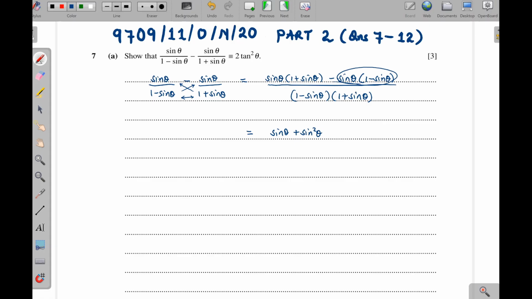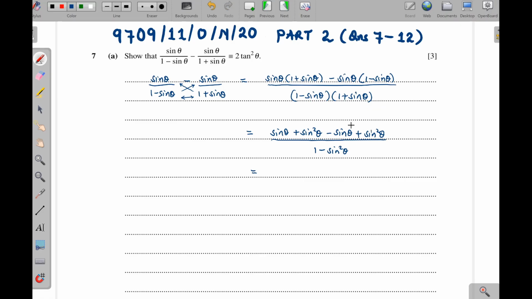And then when we open here, we shall have minus sine of theta, and then a negative times a negative, you get a positive. So we shall have plus sine squared of theta. Then we shall divide by, this is a difference of two squares, okay? So we shall have 1 minus sine squared theta. If you want, you can take your time and expand that, but this is the difference of two squares.